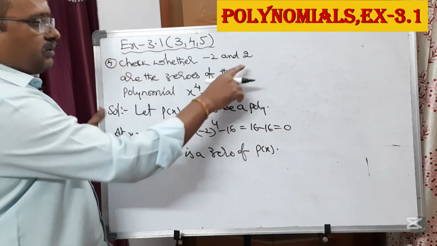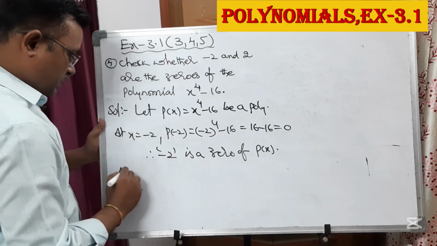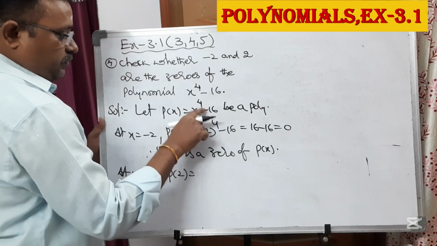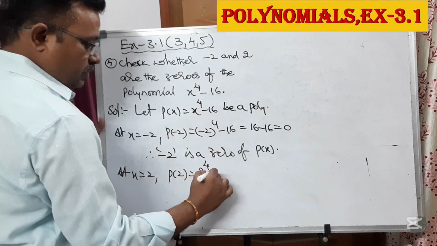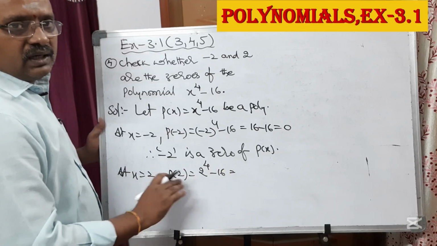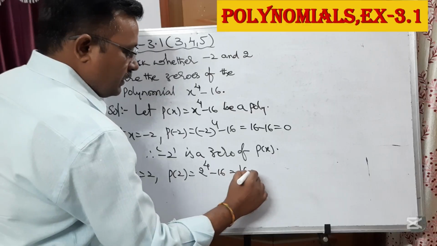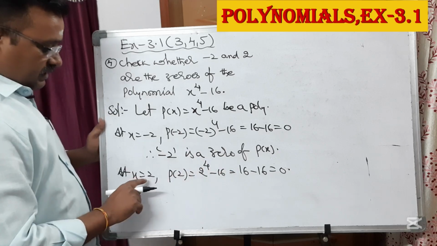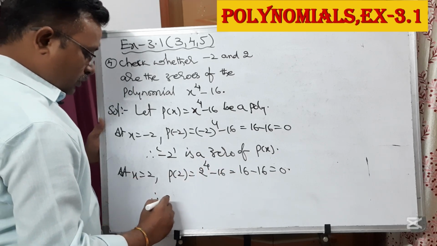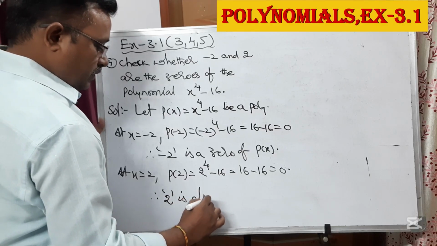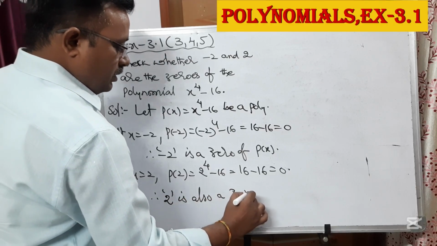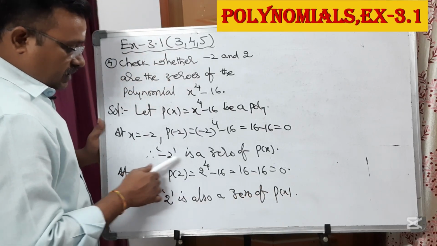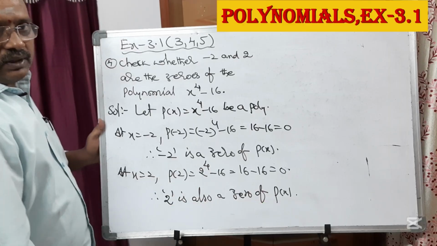That is it. Next number, what is that? 2. So, at x equal to 2, polynomial value p of 2 is equal to 2 power 4 minus 16. 2 power 4 minus 16 is equal to how much, Nana? Simplification. 2 power 4, 16 minus 16 equal to 0. Polynomial is becoming 0. That is why this number 2 is also a 0 of p of x. Like this you can write the conclusion. Okay, Nana? That is it.